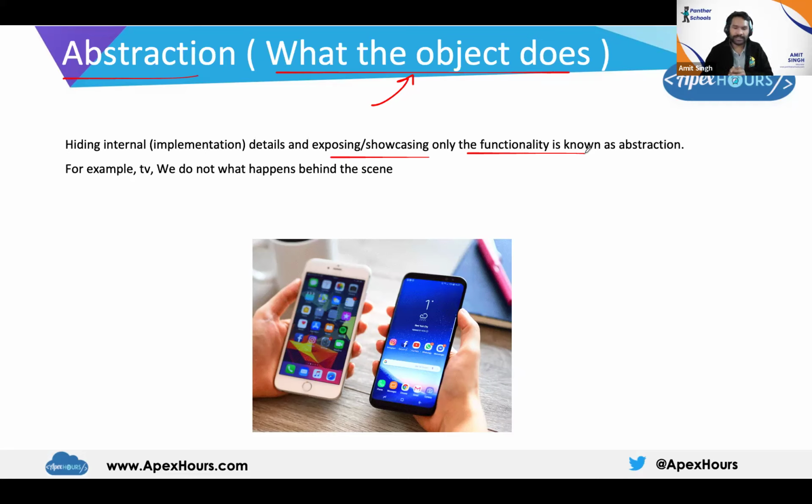Again, I'll repeat. Abstraction is basically showing the functionality and hiding the implementation. And this is mostly for the end users who are using the product. And that is why we say what the object does.